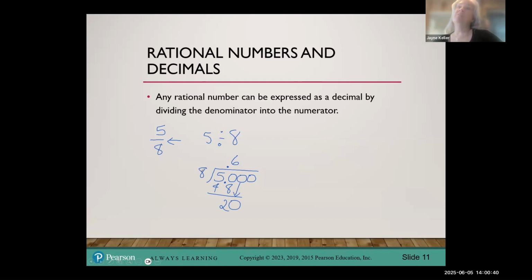So now how many whole times does 8 go into 20? Two times. And 2 times 8 is 16. And then when I subtract 20 minus 16, I get 4. And I bring down another 0. And now it goes in evenly. 8 goes into 40 5 times, so I'm done.